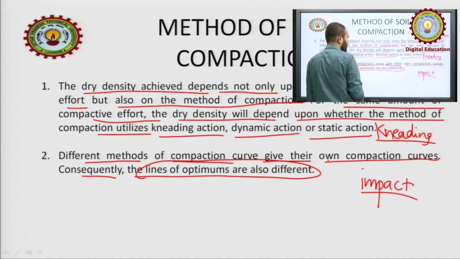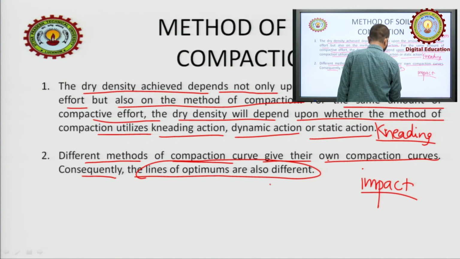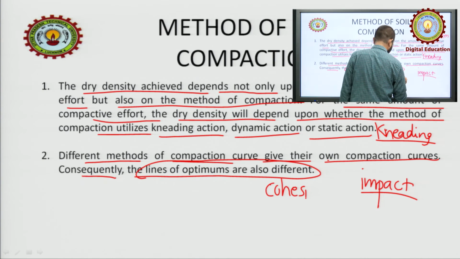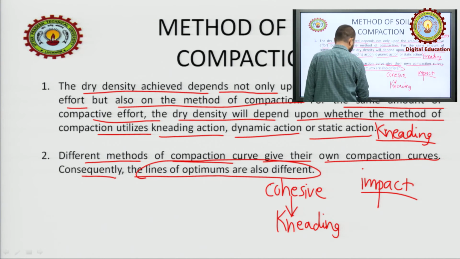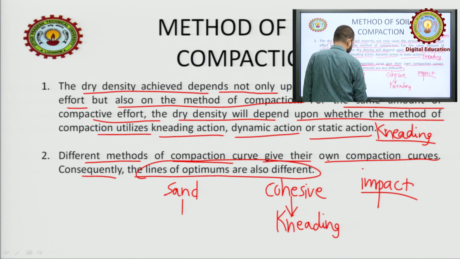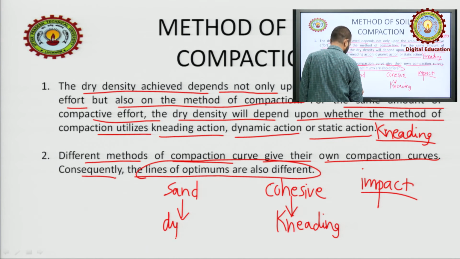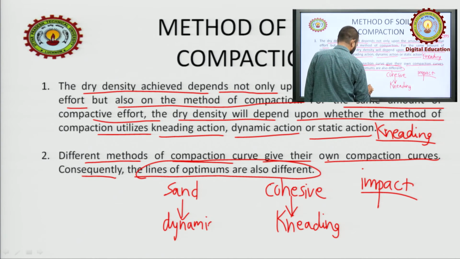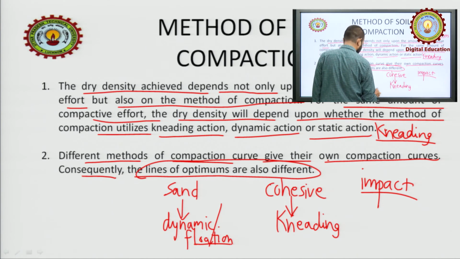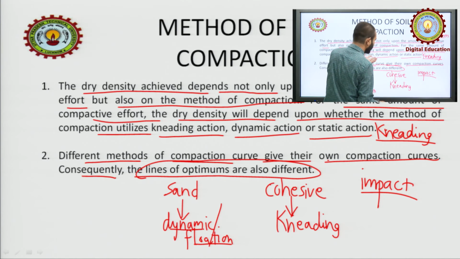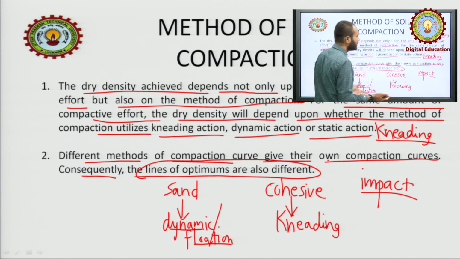Okay. What happens if there is a cohesive soil? Then it is best compacted by kneading action. Again, for sand, either you have to use the dynamic action, or flotation is also done sometimes to compact it. Okay. So likewise there are different types of compaction methods, and accordingly we will have different dry densities. We will discuss these later on also.